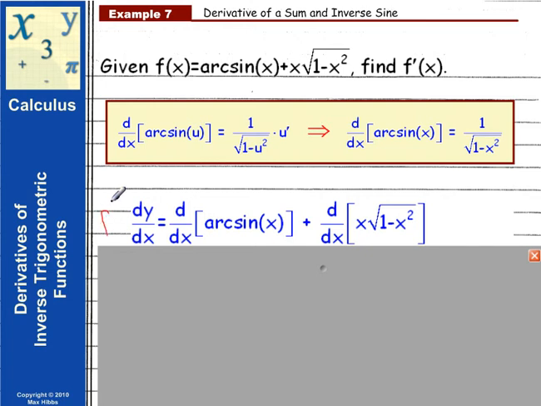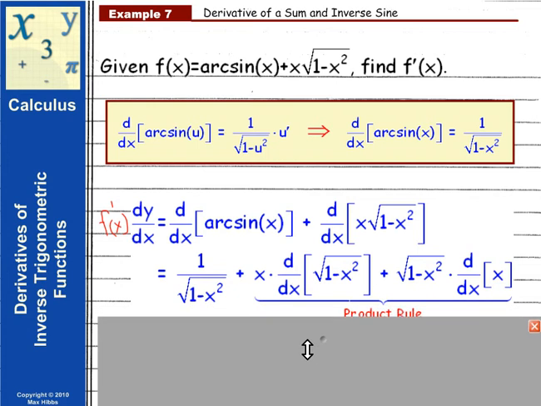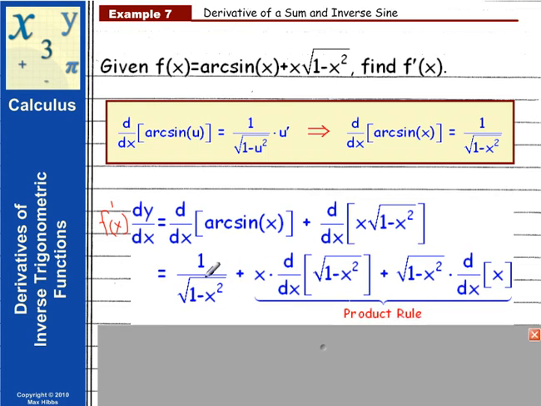f prime of x is the derivative, the sum of the derivatives. So it's the derivative of the arcsine of x plus the derivative of the product x times square root of 1 minus x squared. Now, the derivative of arcsine of x we just discussed above. That's just 1 over the square root of 1 minus x squared. So all of this just simplifies to 1 over the square root of 1 minus x squared.